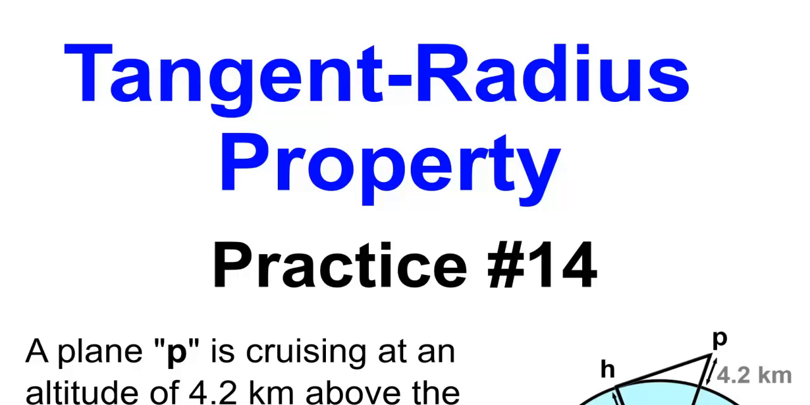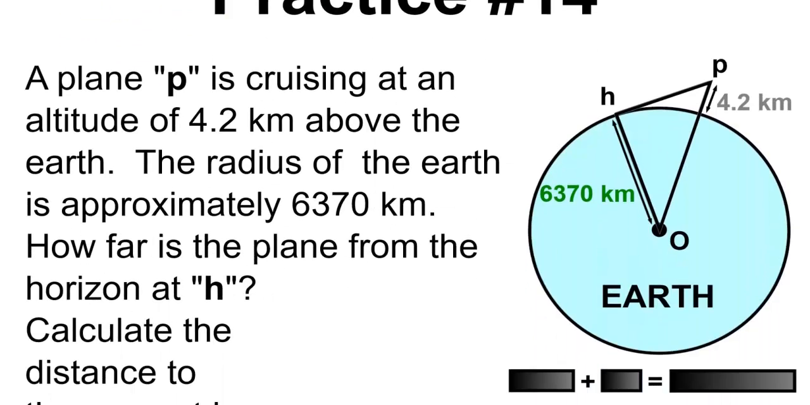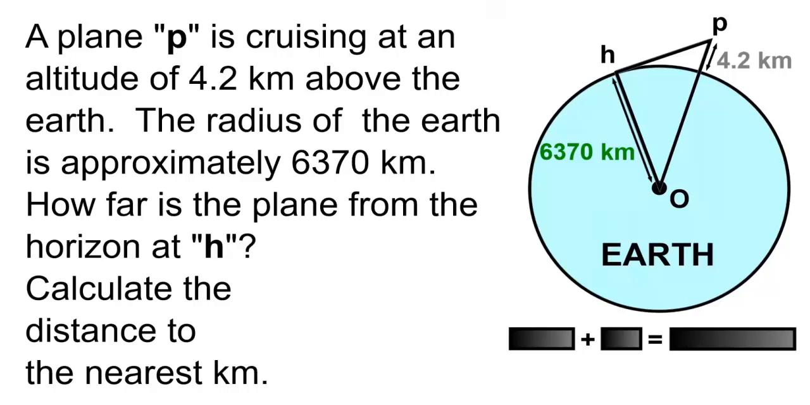Tangent radius property, practice number 14. A plane, P, is cruising at an altitude of 4.2 kilometers above the Earth. The radius of the Earth is approximately 6,370 kilometers.